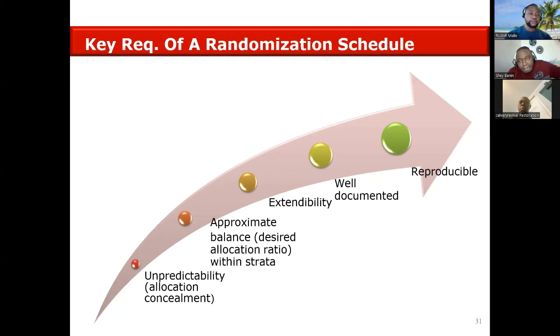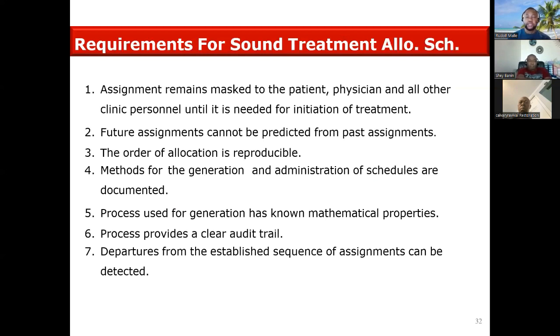level. Appropriate balance, of course. There has to be a good ratio, either a 1-to-1 ratio or a 2-by-2 ratio, because if you have a 2-by-1 ratio, there's a possibility that you might end up having imbalanced data. Extendability, it could be extended. Of course, randomization should be well documented, and reproducible, which means you have to duplicate the randomization process for other studies.